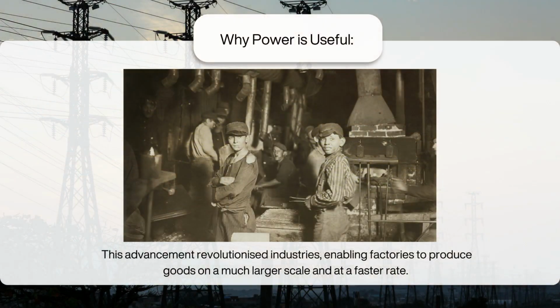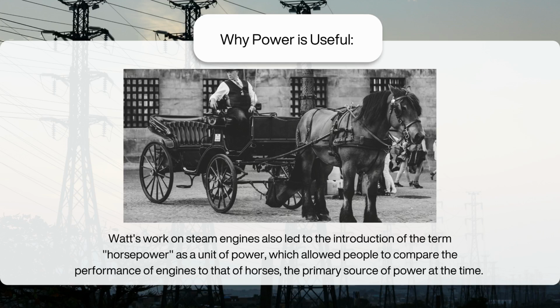This advancement revolutionized industries, enabling factories to produce goods on a much larger scale and at a faster rate. Watt's work on steam engines also led to the introduction of the term horsepower as a unit of power, which allowed people to compare the performance of engines to that of horses, the primary source of power at the time.